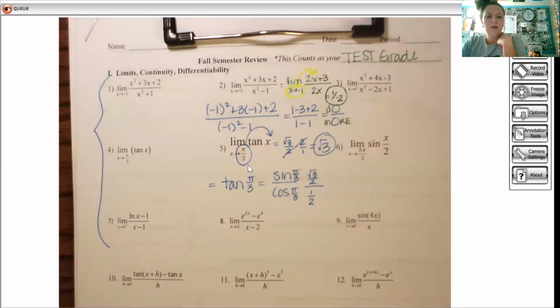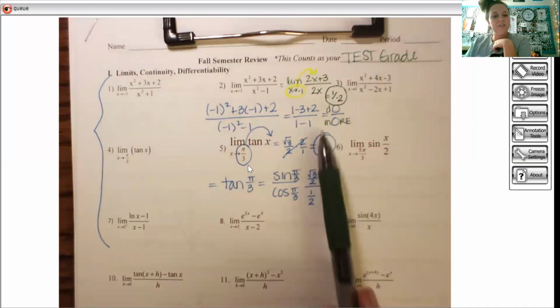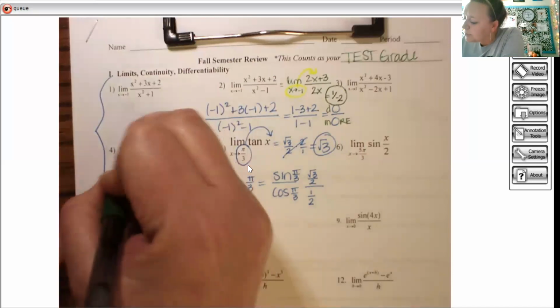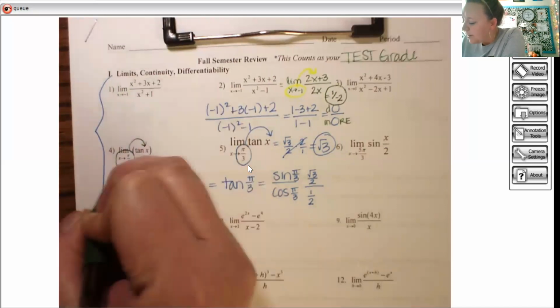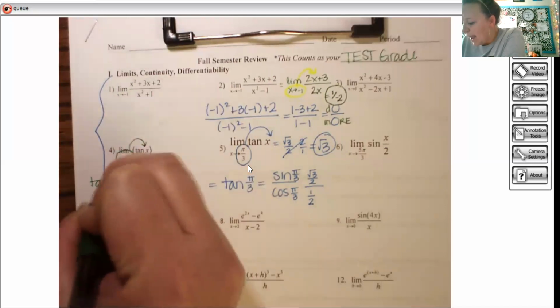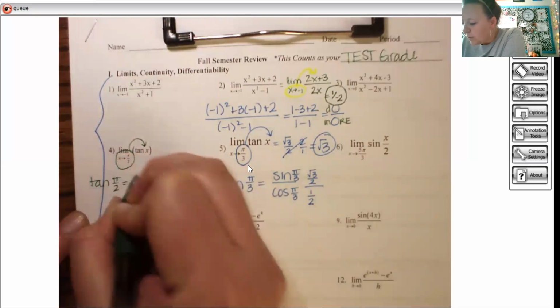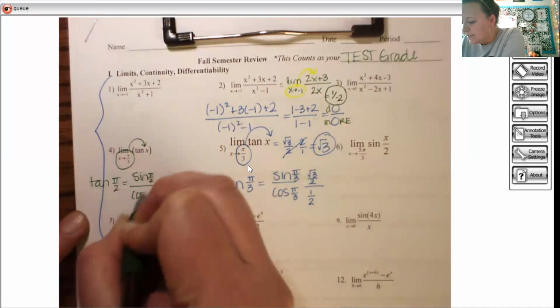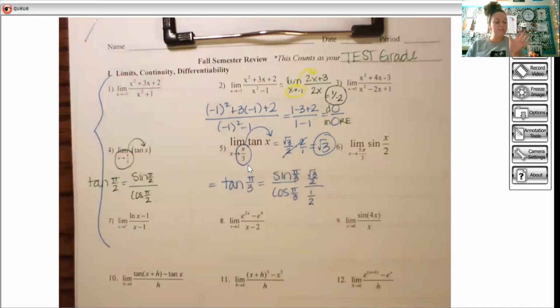So if I plug it in and get an answer, great. If I plug it in and get 0 over 0, that means I've got to do more. Let's now take a look at number 4. What if I'm doing x approaching pi halves of tan x? Well, for tan x, remember, we're just plugging in our pi halves here. We'd have the tan of pi halves, which would be sine pi halves over cosine pi halves. Then I'm going to do my hand trig.